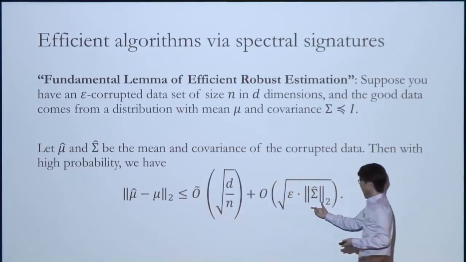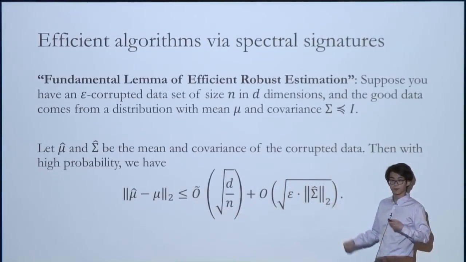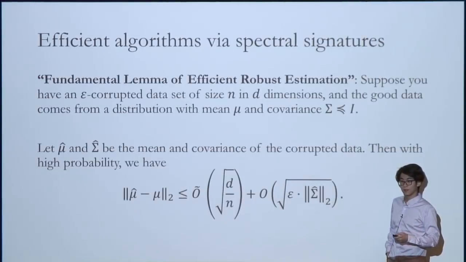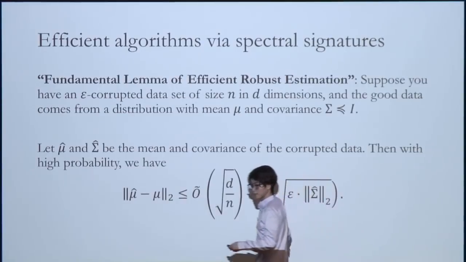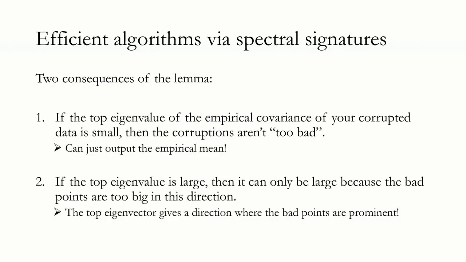But I can certainly calculate this quantity. This is very easy to calculate. I know all these quantities, so I have an efficiently computable certificate that my mean might already be good. And it turns out that more or less this is all you need for some algorithm to work. Okay? So let me point out 2 consequences of the lemma.